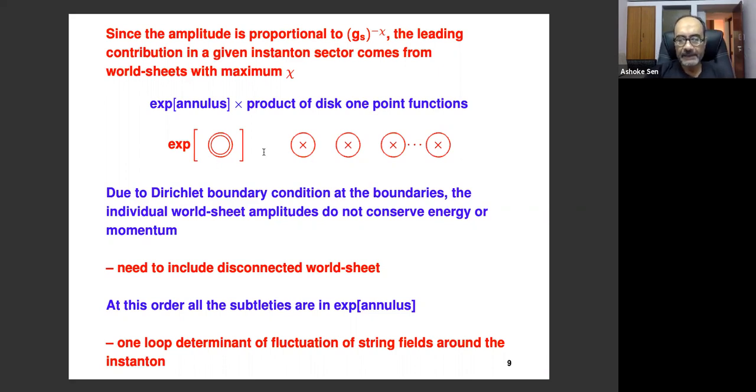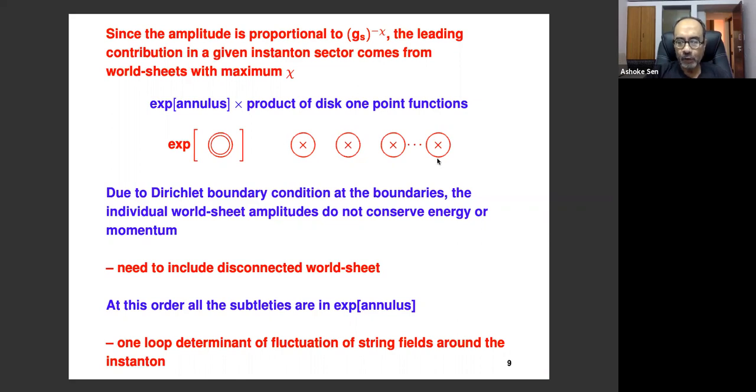But here what happens is that because of the Dirichlet boundary condition on the boundaries, the individual worldsheet amplitudes do not conserve energy or momentum. And because of this, the disconnected worldsheet contribution cannot be ignored. They contribute even at a generic point in the kinematic space because there is no energy and momentum conservation on individual disks or individual components of the worldsheet. And we'll see later how the energy momentum conservation is finally restored.